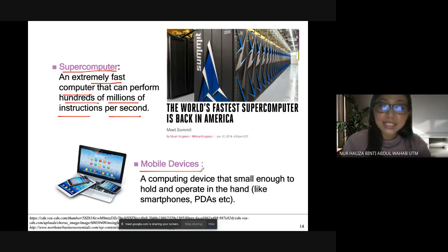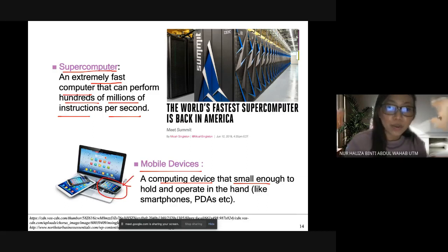Next is mobile device. A computer device that's small enough. So sometimes you can see over here, this is your mobile phone.